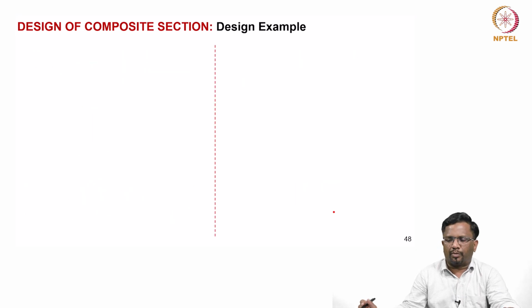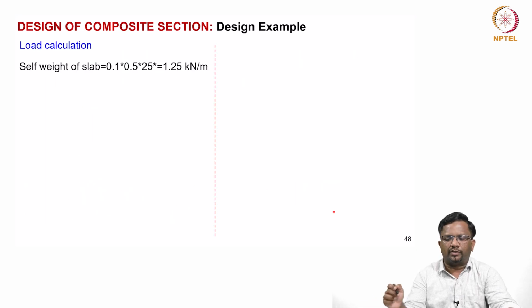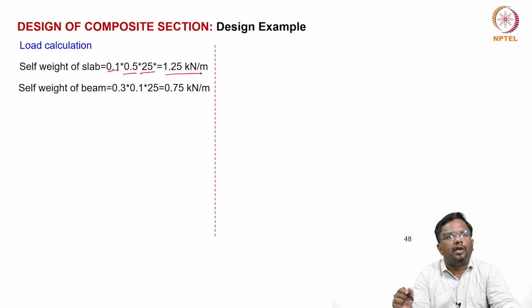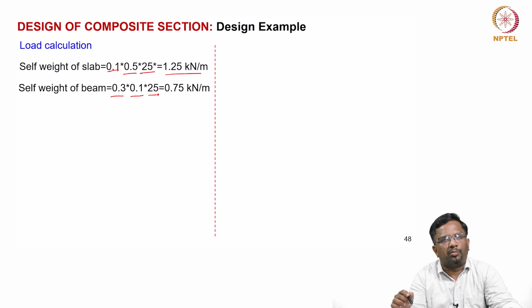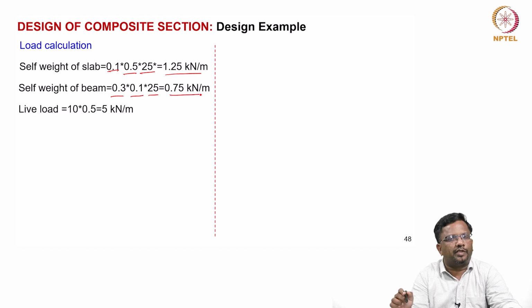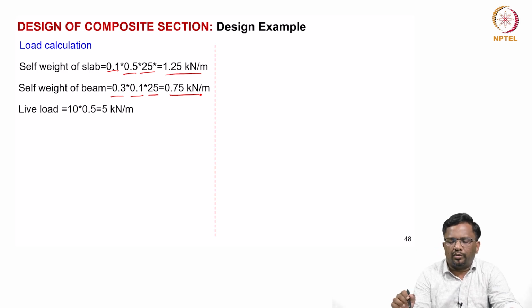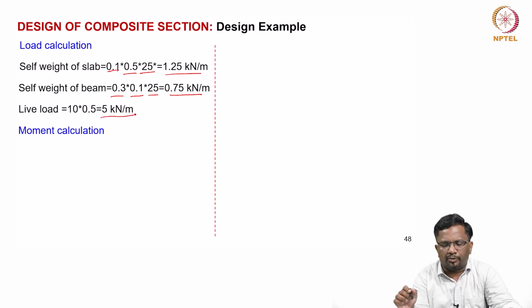Okay, now let's go through the process. Load calculations are very simple, straightforward. You know the depth of the slab, width of the slab multiplied by unit weight will give me 1.25 kilonewton per meter. Now the beam dimensions are 300 by 100. Again, that is multiplied by 25 to give 0.75 kilonewton per meter load. And the live load is 10 into 0.5, which is acting over the entire width of the slab. So that works out to be 5 kilonewton per meter.